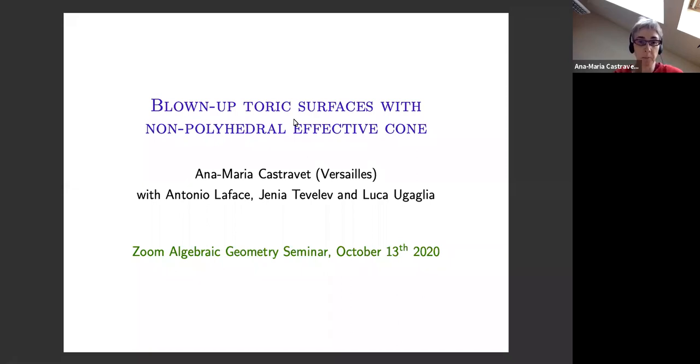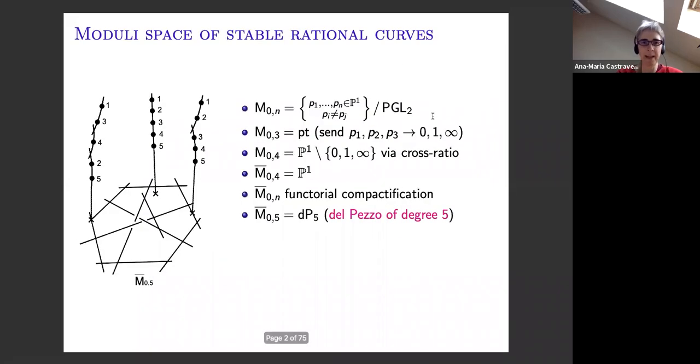This has to do with a moduli space of stable rational curves. Just quickly to recall, we're looking at the Deligne-Mumford-Knudsen moduli space of stable rational curves with n markings. This is a functorial compactification of the configuration space of n distinct ordered points on P1 up to the action of PGL2. It is a fine moduli space for this moduli problem of taking n distinct ordered points on P1, and you obtain in this way a quasi-projective variety, non-compact.